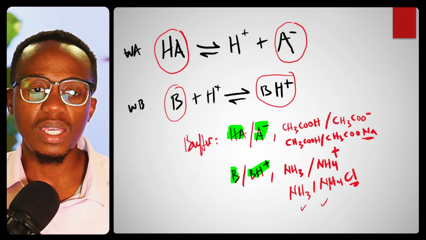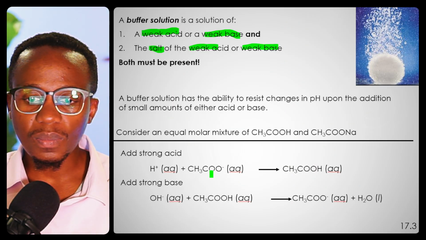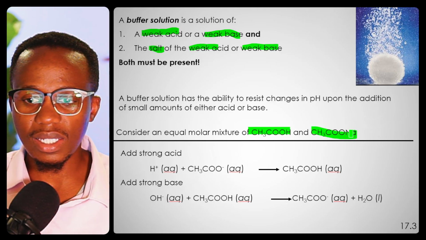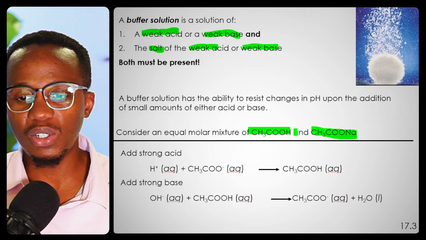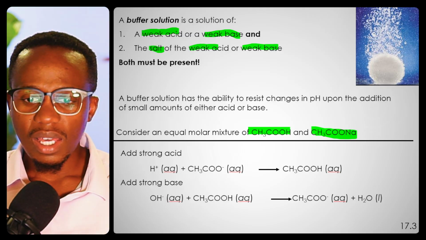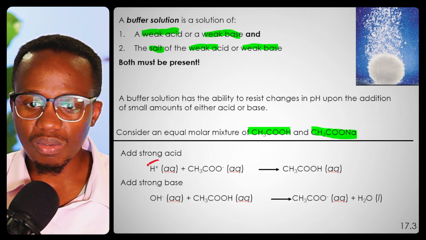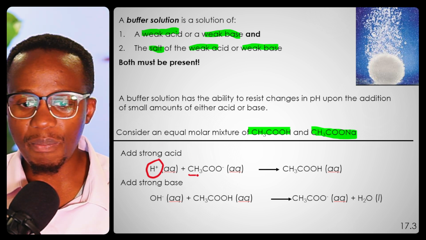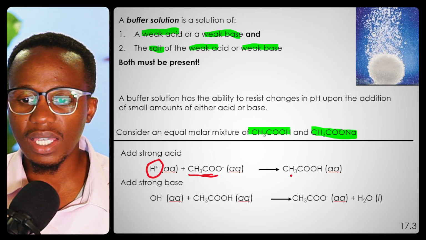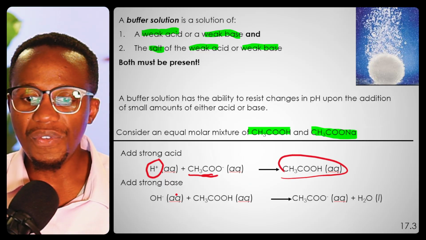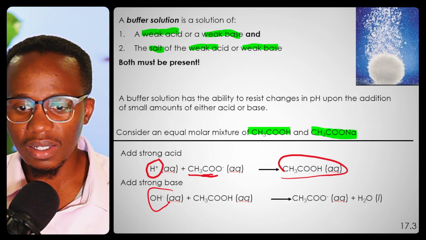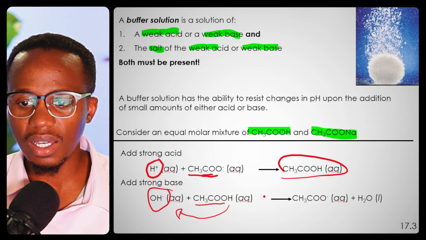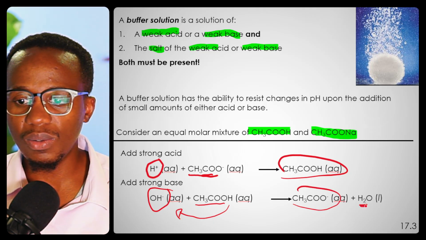So this is what happens here. If you have a buffer that has acetic acid and sodium acetate, these are the two buffers. This is a good common buffer that we make in the lab. If you add a strong acid to this buffer, the conjugate base takes care of it. If you add a strong base here, guess what? The acid takes care of it. It's going to give it its hydrogen, and then you get this plus H2O.